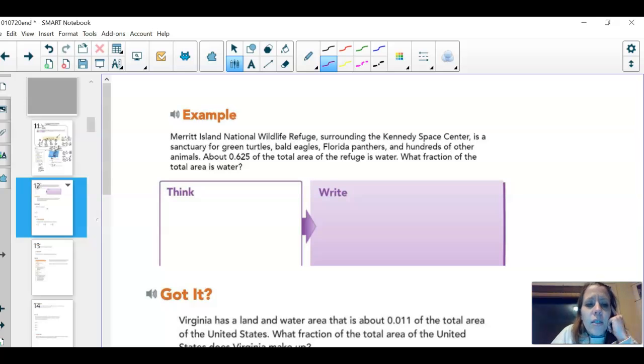Okay, y entonces ahora yo voy a buscar la otra oración. Okay, now I'm going to look at another sentence. About 0.625 of the total area of the refuge is water. What fraction of the total area is water?